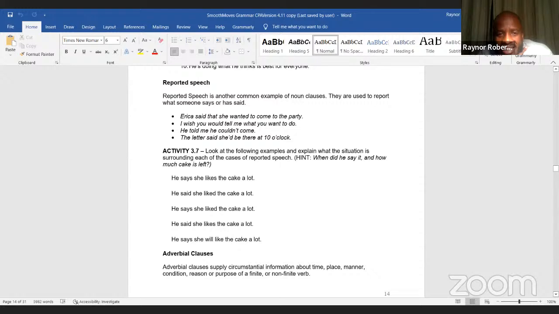He says she will like the cake a lot. What about this one? Habitual, but we don't know, right? It's that will. She will like. So it's an assumption. So does she like the cake? No. The answer is no, because she hasn't even had the cake yet. He said she will like the cake a lot. So does she like the cake? The answer is no, because she hasn't even had the cake.